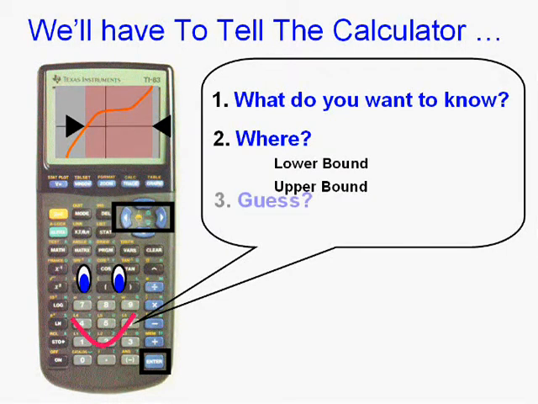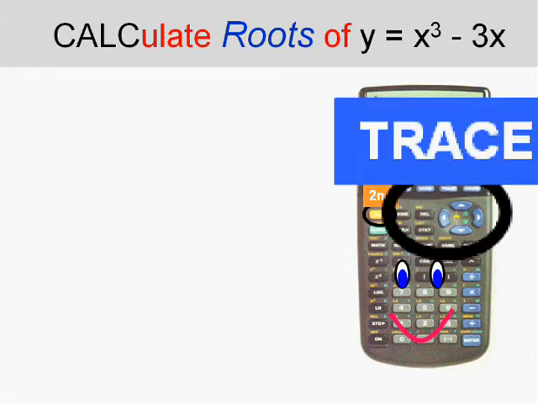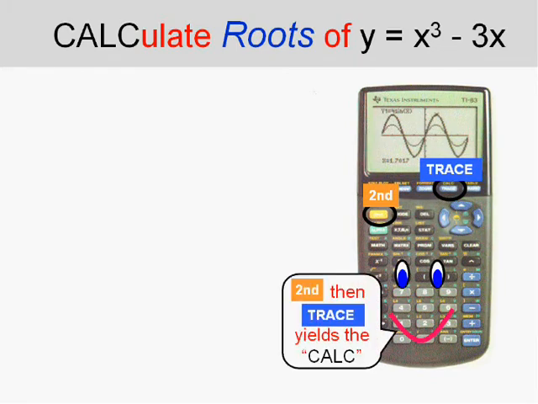The other thing the calculator is going to want from you is a guess. For some reason, and I couldn't tell you why, it wants a guess as to what you think the answer should be about. Once again, we're going to use the cursor keys to tell the calculator what our guess is. It's going to be quite easy. Let's demonstrate using the CALC button. The CALC button you get by hitting second, then trace.